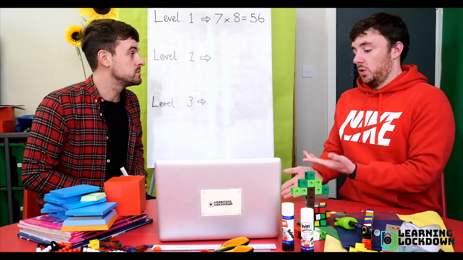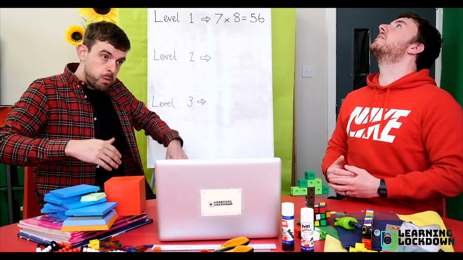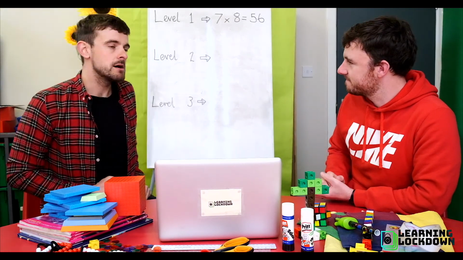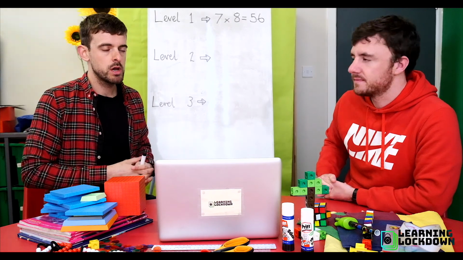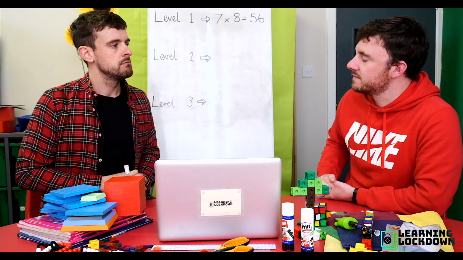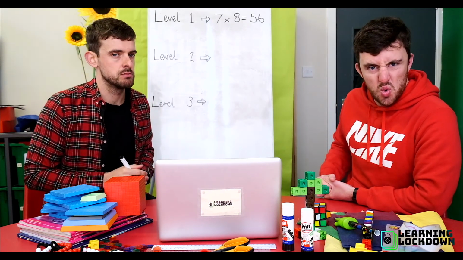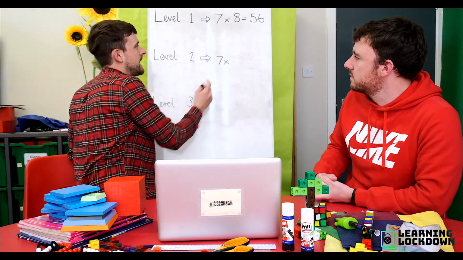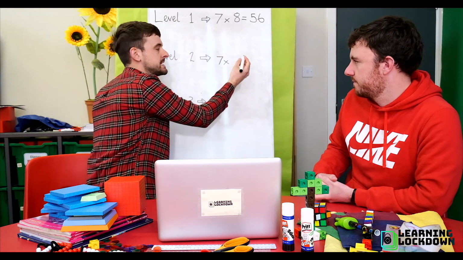Right, it's time to level up. Welcome to level 2. Now we're going to stick with multiplication, but we're going to go on to one digit multiplied by two digit numbers. So I'm going to keep my 7 there, and I'm going to multiply it by 28.